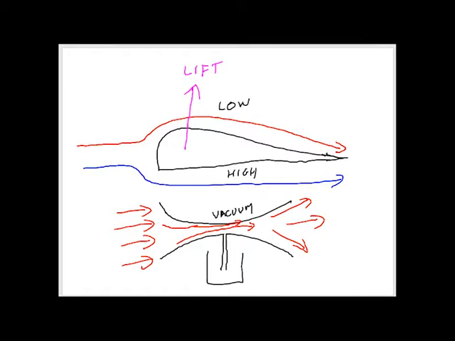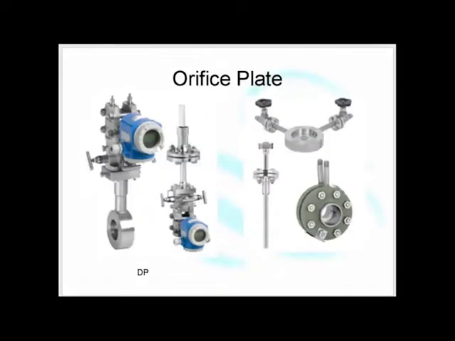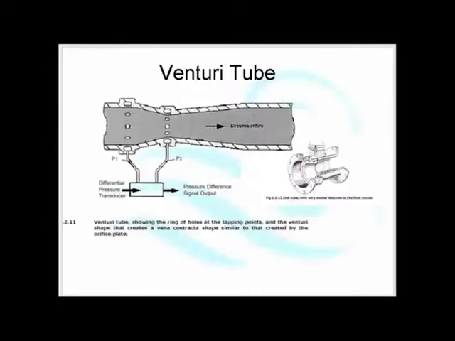A venturi, sucking fuel in, and if you have some sort of ignition on the back, then you have a flamethrower or a jet engine. We're going to use, oh, there's pictures of orifice plates. Oops, go back. We're going to use this Venturi principle, Bernoulli's principle, to measure the flow in a pipe.